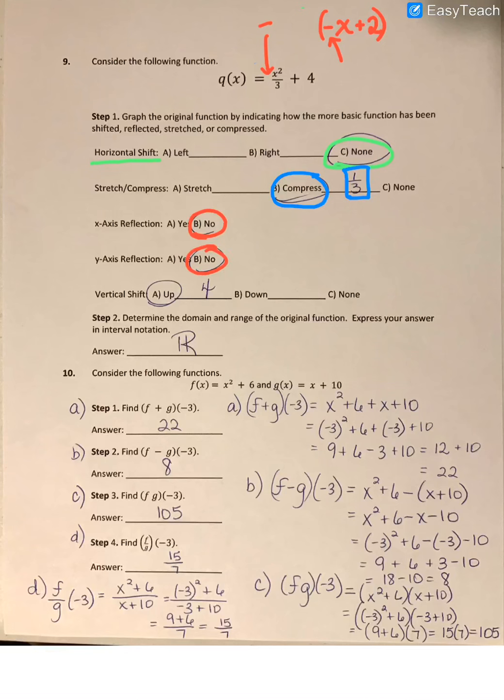And then finally, on the vertical shift, you're looking for some constant that's either added or subtracted to the x. It doesn't have to be to the right. It could be up front. But basically, it's added or subtracted to your x. In this case, when it's added, that's a vertical shift up. If it were subtracted, it would be down. And then, of course, we say it's 4 units.